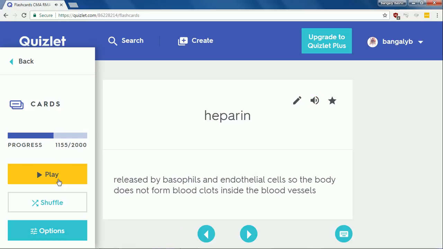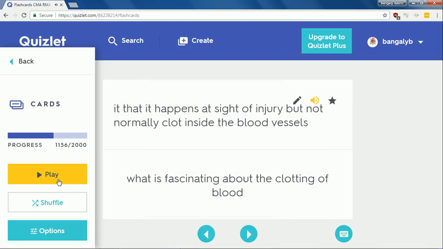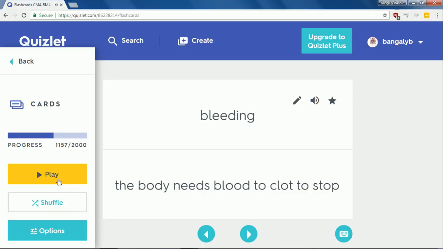Heparin, released by basophils and endothelial cells so the body does not form blood clots inside the blood vessels. It happens at the site of injury but does not normally clot inside the blood vessels. What is fascinating about the clotting of blood? Bleeding. The body needs blood to clot to stop bleeding.